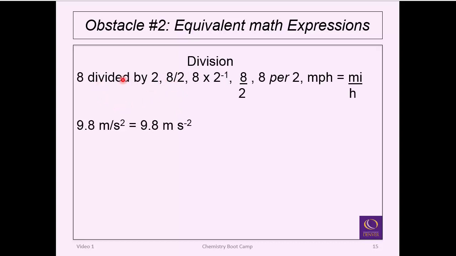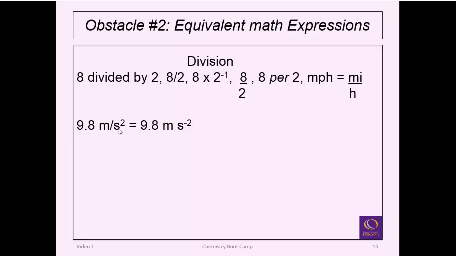8 divided by 2. Sometimes you write division this way, 8 divided by 2. Sometimes you write it, as we stated earlier, by putting a negative exponent on there. That also means 8 divided by 2. Sometimes you write it as a fraction in 2 lines. Sometimes you hear the word 8 per 2, or miles per hour as miles divided by hours. All right?